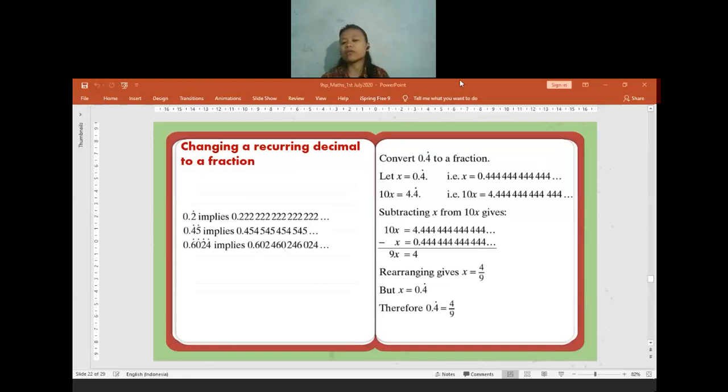Is there anyone who has difficulties changing the simple into the long decimal? Is there anyone who gets confused? Is there anyone? No? Okay.